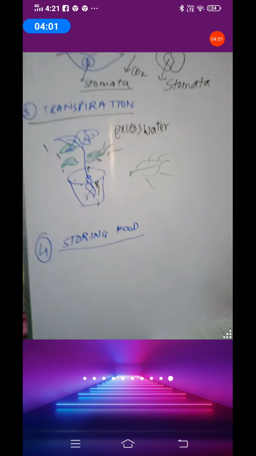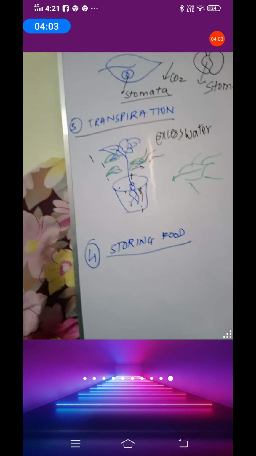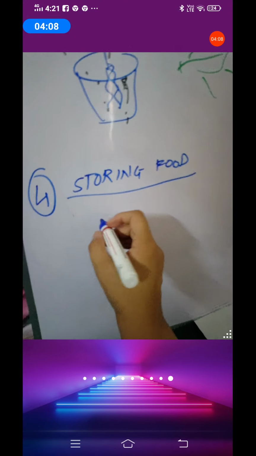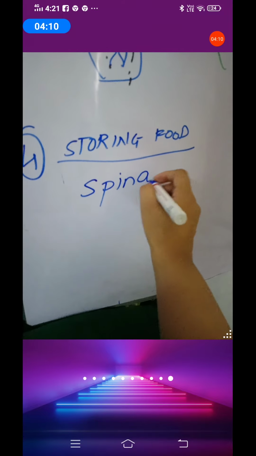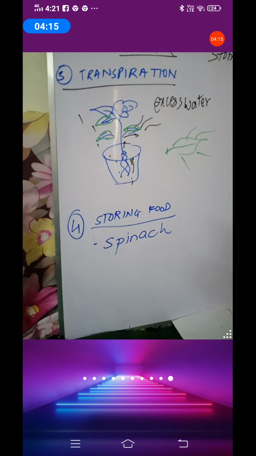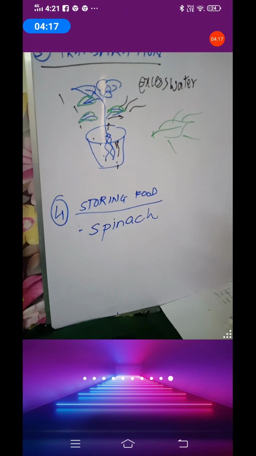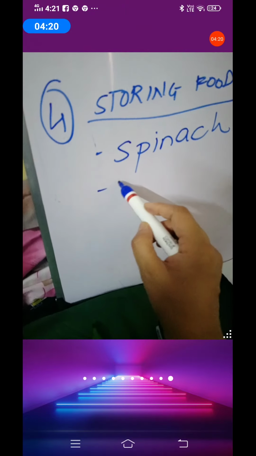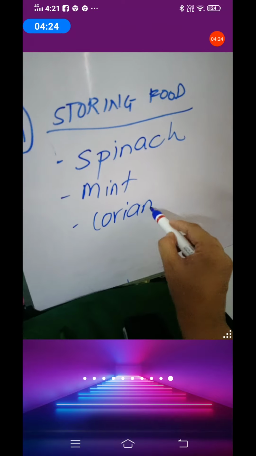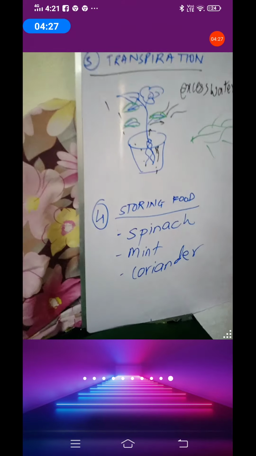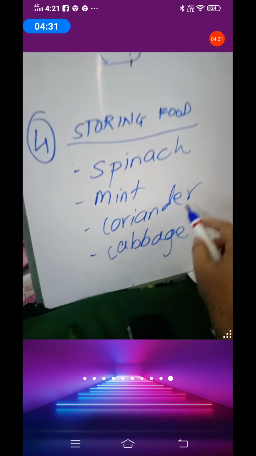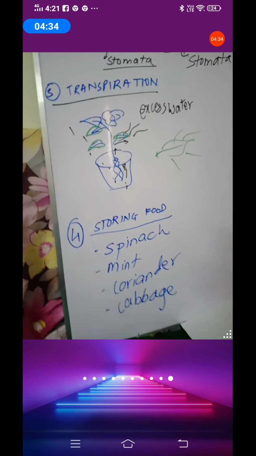And the last function of the leaves is that the leaf is also used for storing food. This also I have explained to you before, that plants store food in their body, and they store it in different parts. Some plants are storing food in the leaves. Which are those plants? We have done this before. Yes, mint, coriander, spinach, very good, cabbage. All these plants store food in the leaves.